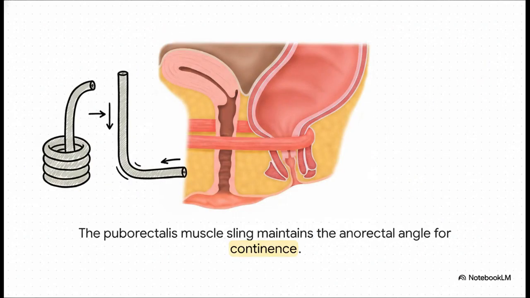And here we have the puborectalis sling. Just look at how it wraps around that junction. The analogy of a kink in a garden hose is perfect. That's exactly what it does. It pulls the canal forward, creating this sharp angle, the anorectal angle. It's a really clever, simple mechanical trick that is absolutely crucial for maintaining continence.